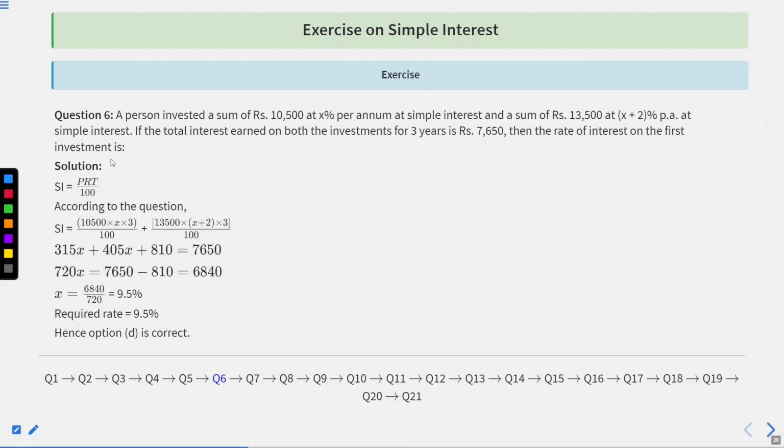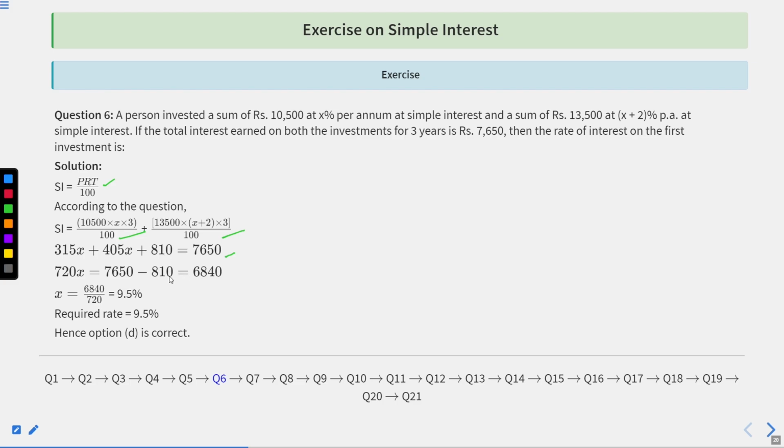So the simple interest is equal to PRT upon 100. So this formula we know. So according to the question, simple interest is equal to 10,500 times x times 3 upon 100 plus 13,500 times x plus 2 times 3 upon 100. So we have 315x plus 405x plus 810 equal to 7,650.